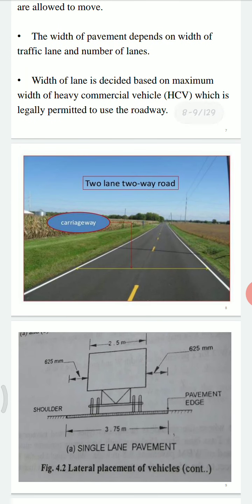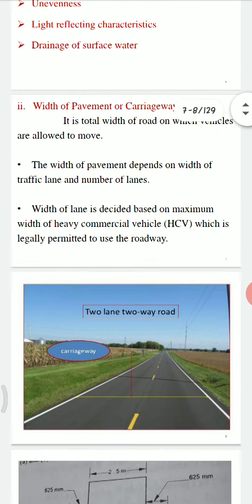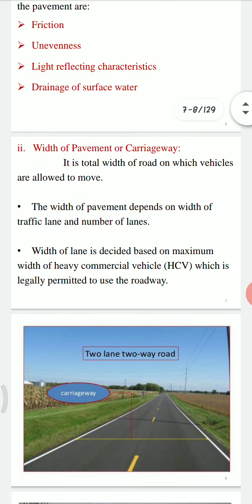See this diagram. Two-way road. At both ends there are white marking lines. In between these two white markings, the total width of the pavement is called the carriageway. By definition, it is the total width of the road on which vehicles are allowed to move.